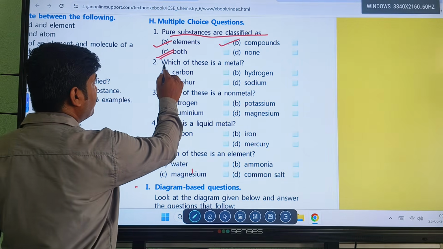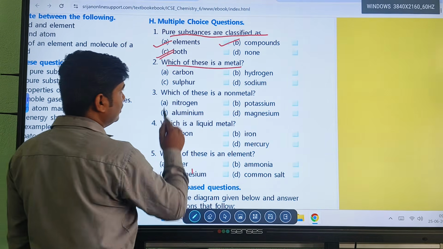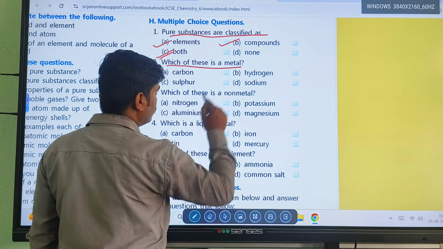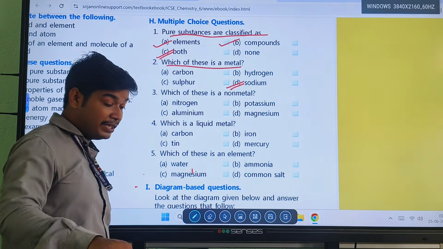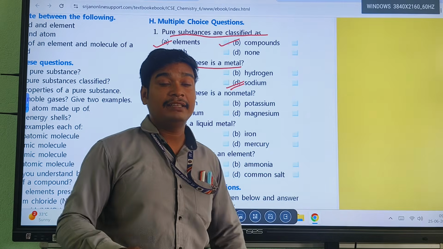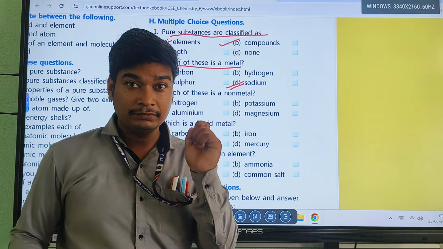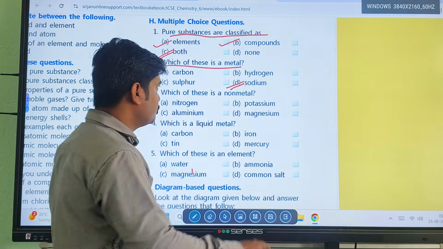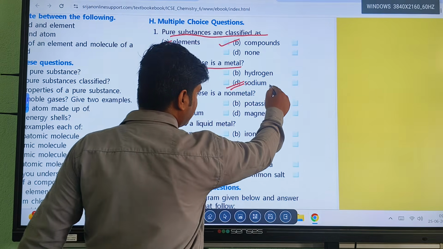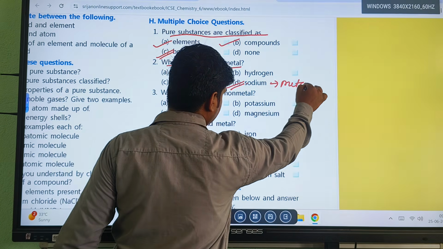Okay. Now, which of these is a metal? Carbon is a gas, hydrogen is also a gas, sulfur is also a gas. So which one will be the answer? Sodium will be the answer. Why? Because I have told you already that all the gases are non-metal. Okay. Sodium is not a gas. That's why this is metal.